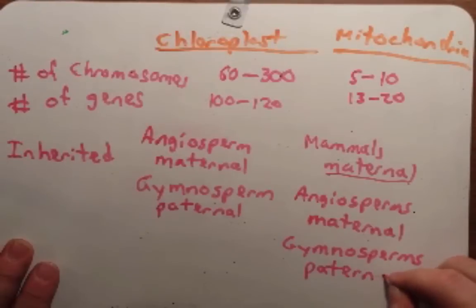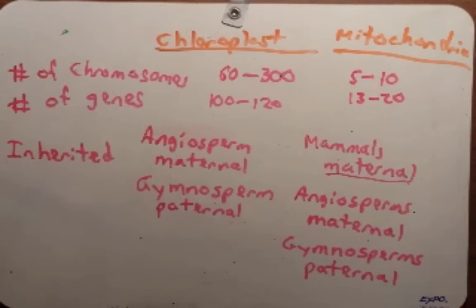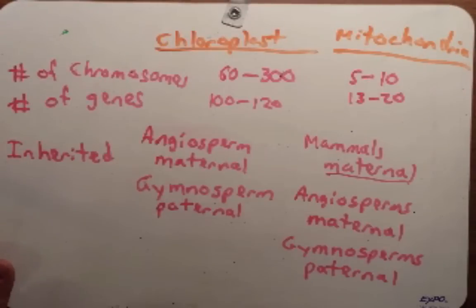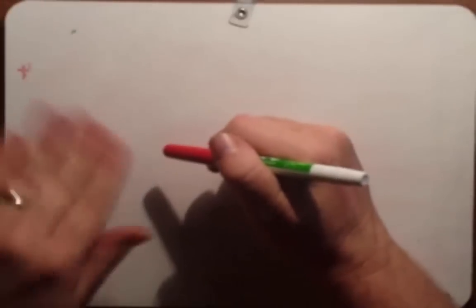I'm not sure if I pointed this out on the last whiteboard, but it's important to remember that plants did receive the chloroplast from the cyanobacterium, but they also received mitochondria, so they have both. Please do remember that plants have both chloroplasts and mitochondria. Alright, now I'm going to erase this, and I want to talk about chloroplasts first.